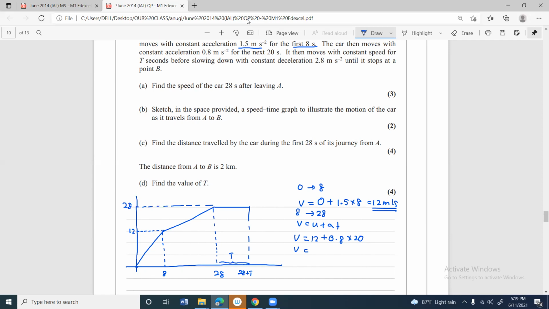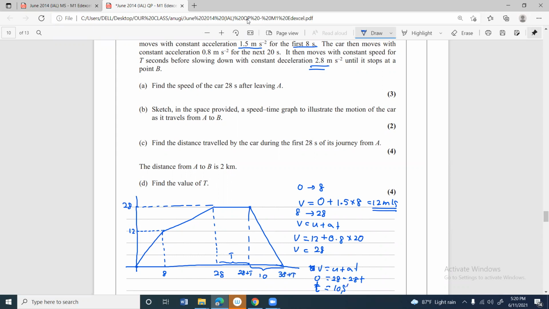Before slowing down with a constant deceleration of 2.8 meters per second squared until it stops at point B. Right. Then we can find this time as well. How do you find this time over here? Now here the initial velocity is 28. Again, we can apply v equals u plus at. Starting from 28, they mentioned the deceleration is 2.8, therefore it's minus 2.8 into time. v is 0. With this, you get the value for t. t becomes 10 seconds. Then here the time is 10 seconds. So if you add 28 plus t, another t, it turns up to 38 plus t.